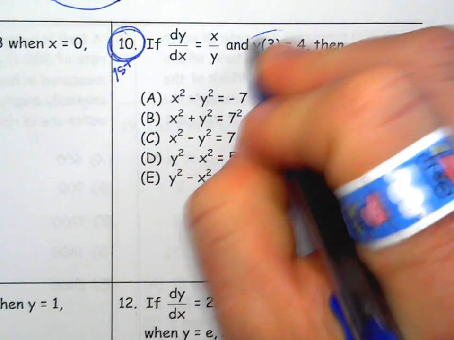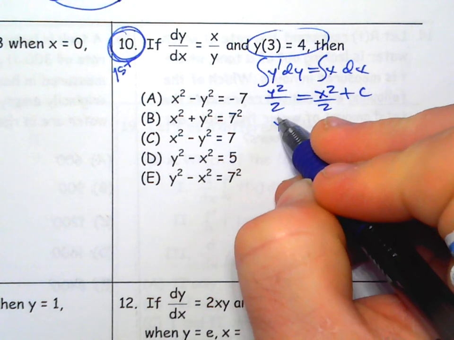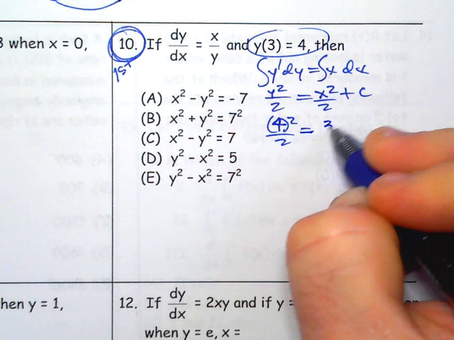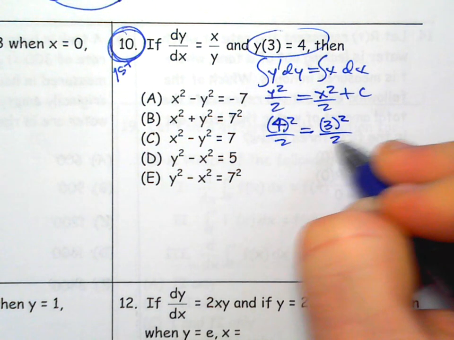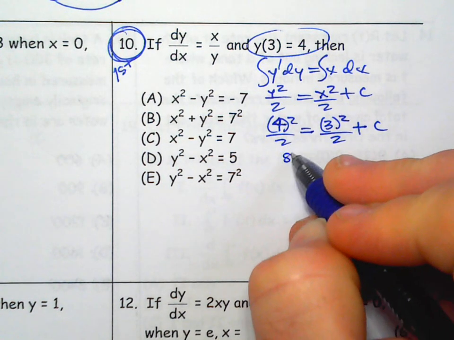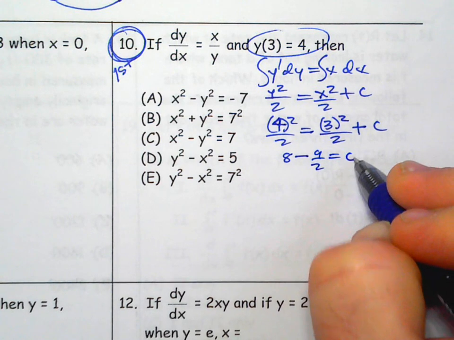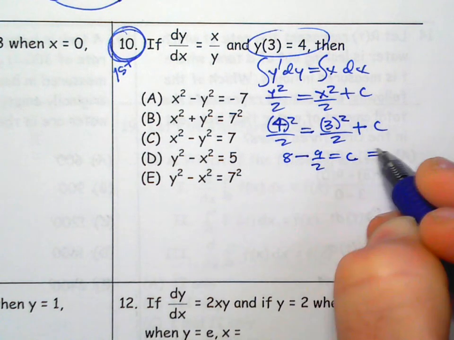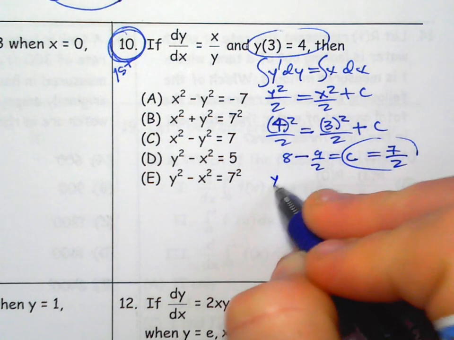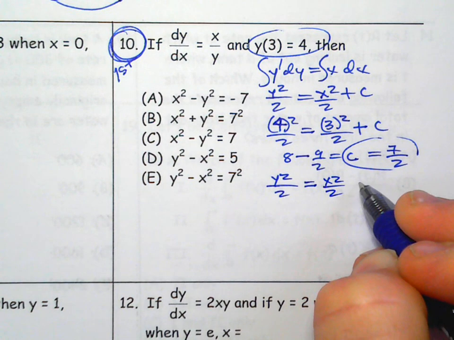You have an initial condition. Now, I like to find the constant right now. So the y value is 4. The x value is 3. And so then that's going to be 16 over 2 is 8, minus 9 halves equals c, so c equals 7 halves. And so then our equation is y squared over 2 equals x squared over 2 plus 7 halves.